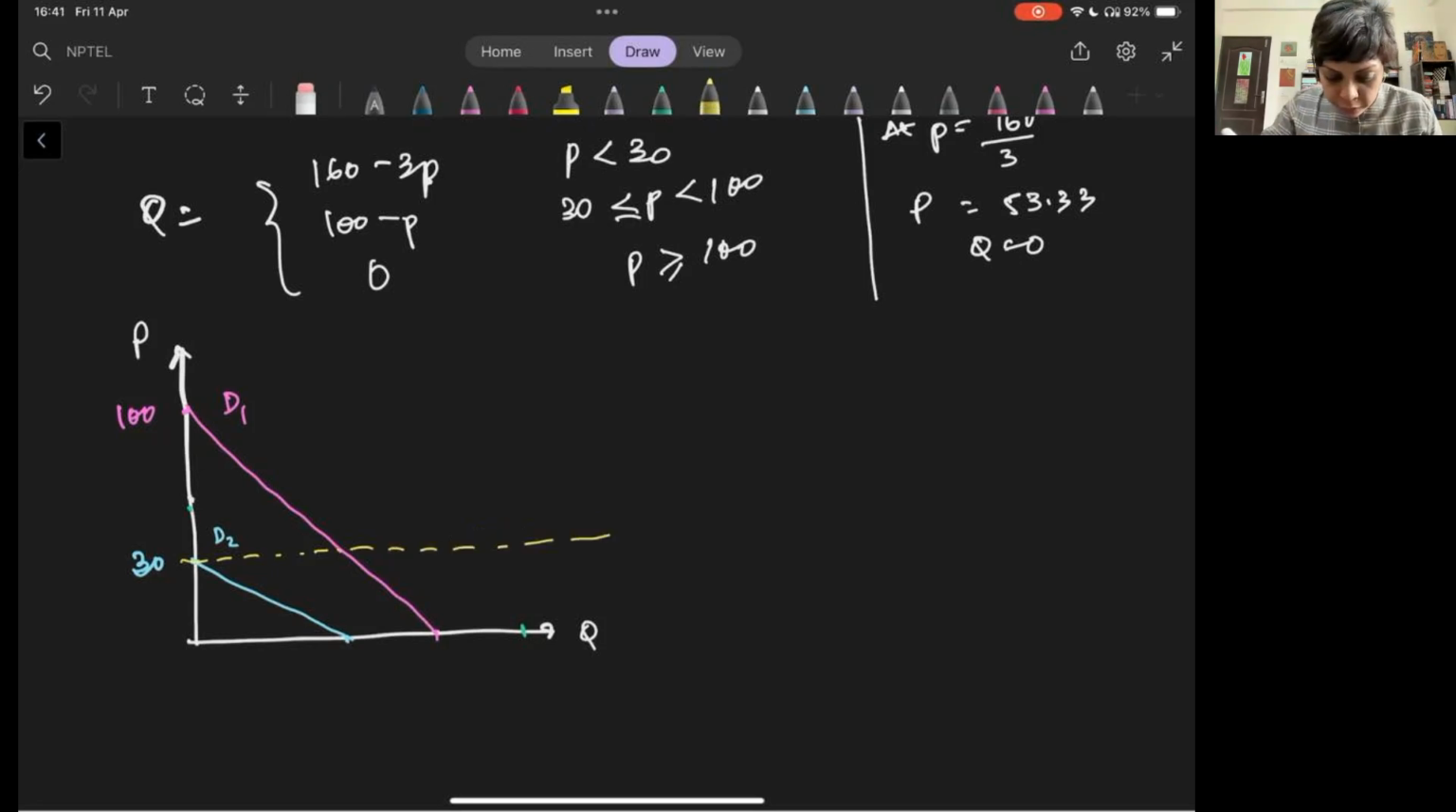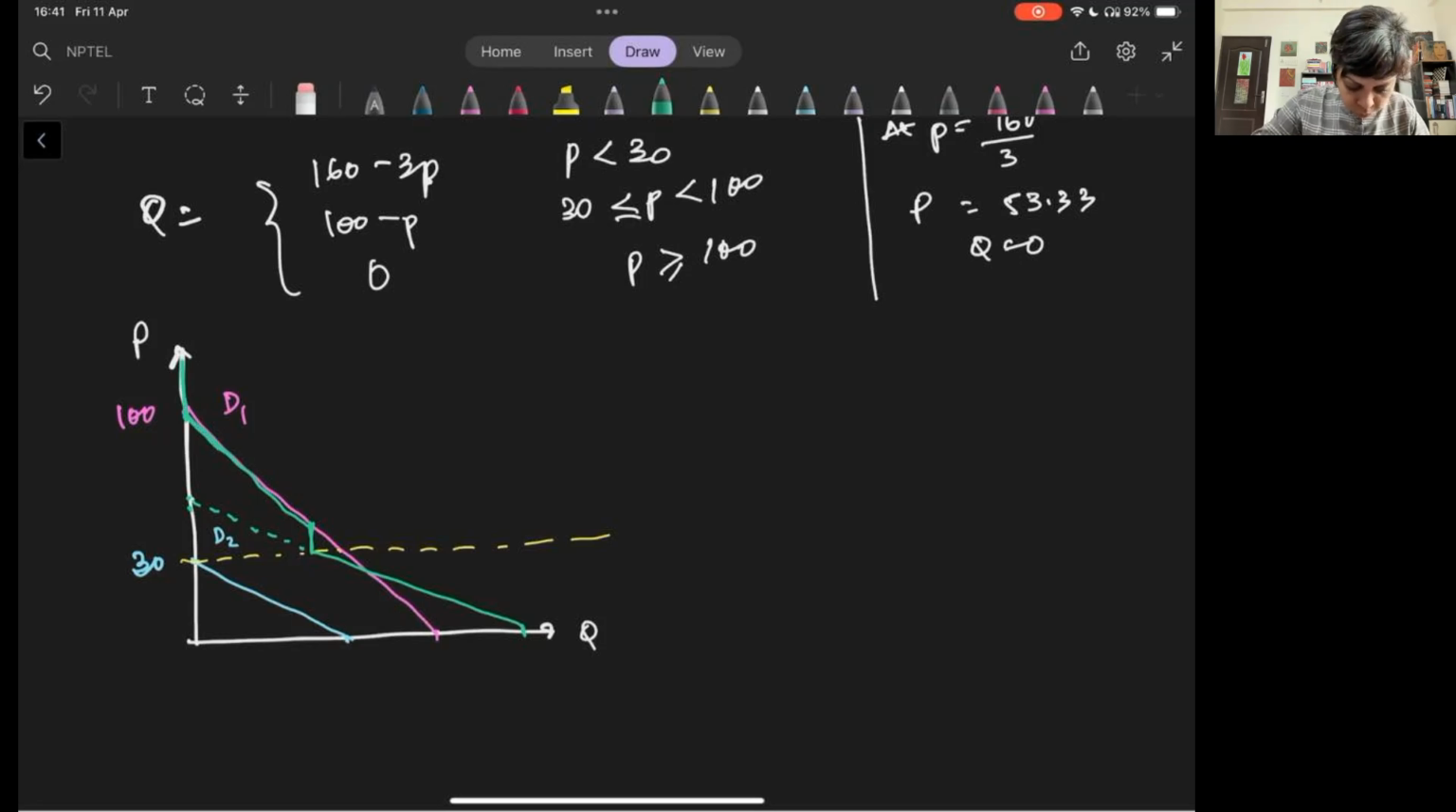It's not a perfectly straight line, but you get the picture. So now what we're trying to do is something like this up till P equal to 30. After P equal to 30, from 30 to 100, it is this function 100 minus P. So this is going to jump till here, and then it is going to follow this function, and then it is 0.